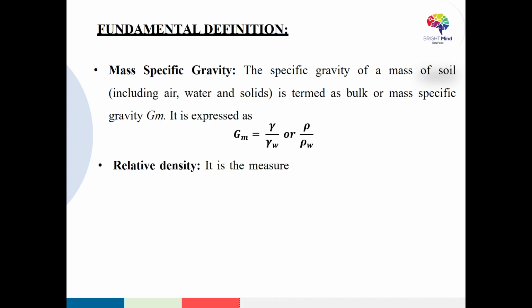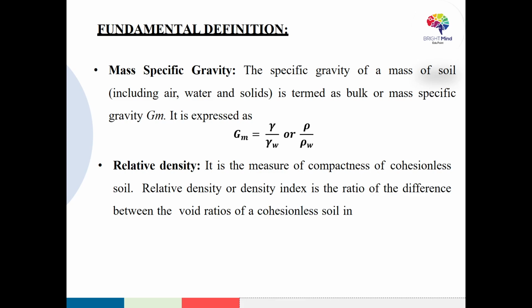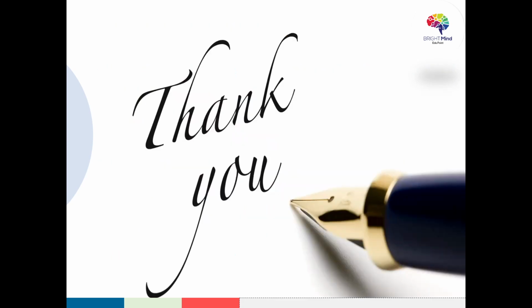The next definition is the relative density. Basically, relative density is the measure of the compactness of the cohesionless soil. Relative density or the density index is the ratio of the difference between the void ratios of cohesionless soil in loosest and natural state to the difference in its void ratio in the loosest and the densest state.